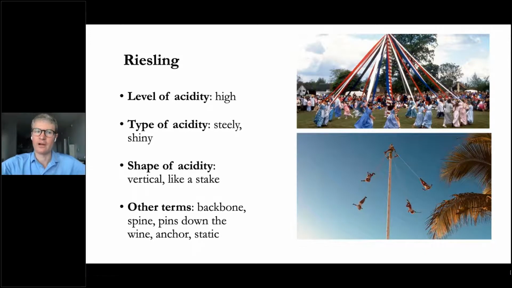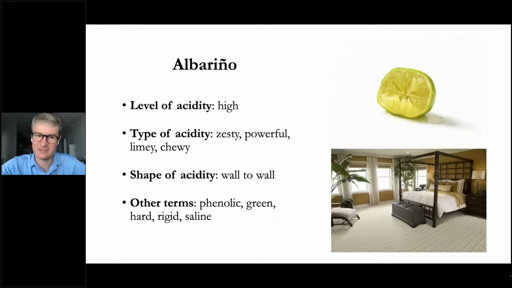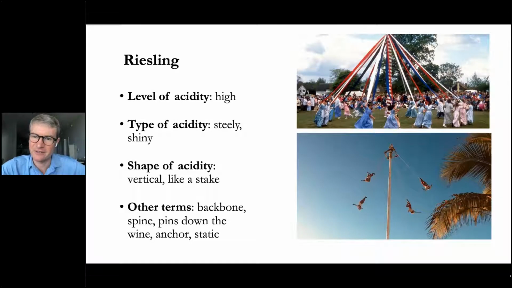I didn't come up with these ones. These are more common. I think people often talk about the backbone of Riesling being the acidity, the backbone or the spine of the wine. Again, capturing this sense of verticality. And that's also what I'm trying to get at in these silly illustrations I have here, on this slide.